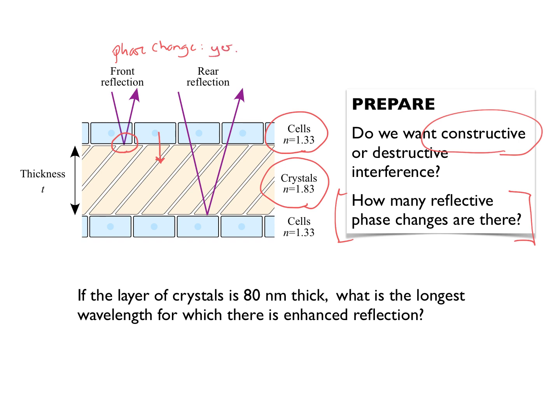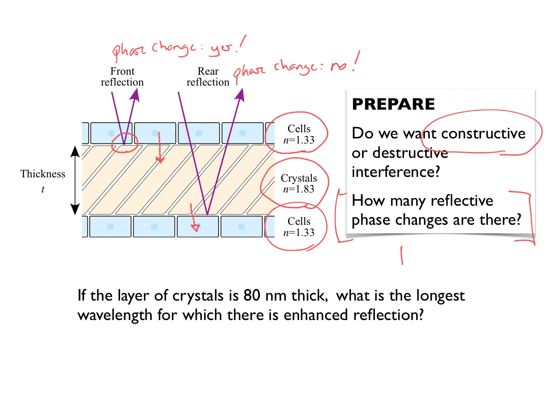Let's look at the rear reflection. The rear reflection, the light is going from guanine crystals with an index of refraction of 1.83 into cells with an index of refraction of 1.33, a decreasing index of refraction. So in this case, I will not have a phase change. Okay? So how many reflective phase changes do we have? Just one.